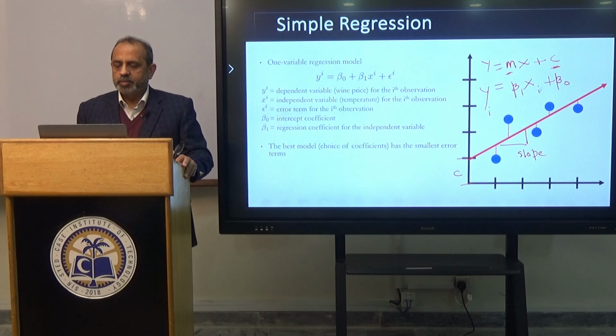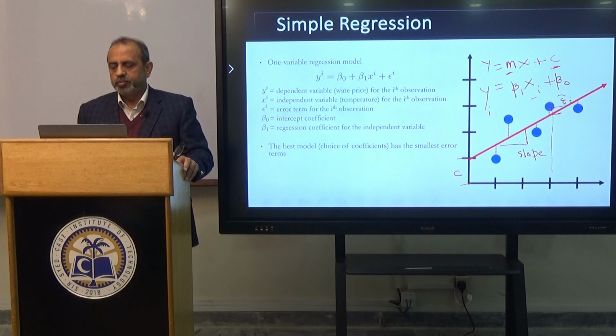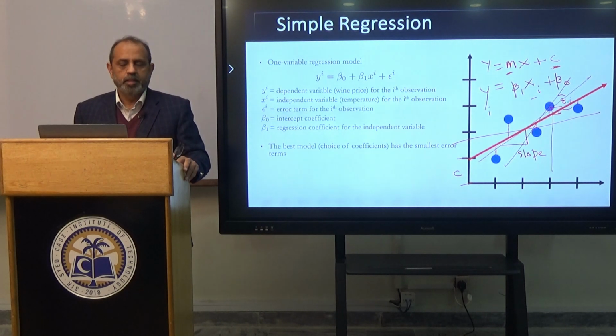But usually, once you are given a point, it is not on the line. So there is something which is epsilon i. The point is either above or below. So there is going to be an error, and this is something which we try to minimize. You can put a line here, you can put a line here, you can put a line here. So there are infinitely many possibilities. How do you know which is the line that is going to minimize this prediction error?